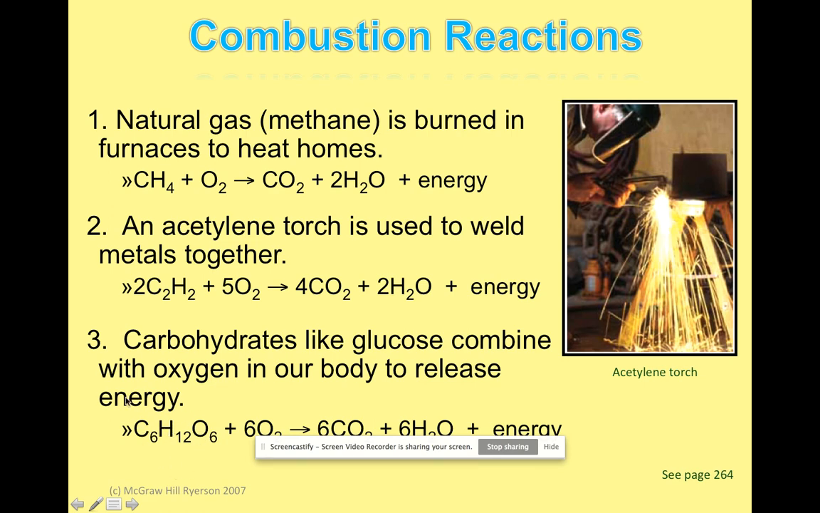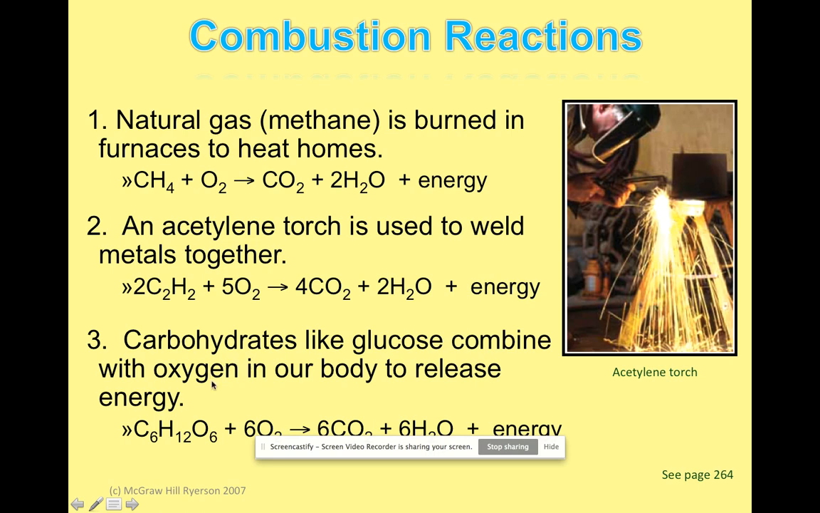So even though this equation looks a little different, we have an oxygen here alongside our hydrocarbon that we didn't have up here, that's okay. As long as we have these three elements within a combustion reaction, it is still considered a combustion reaction. So we have C6H12O6. This is actually the formula for glucose or sugar. C6H12O6 is sugar, plus 6O2 yields 6CO2 plus 6H2O. And then, of course, energy is being released.